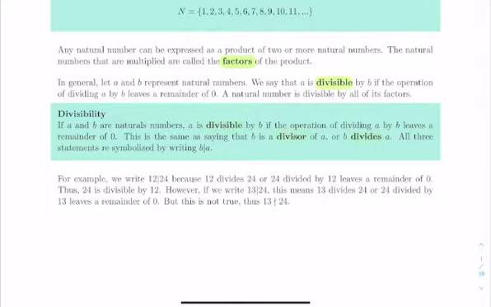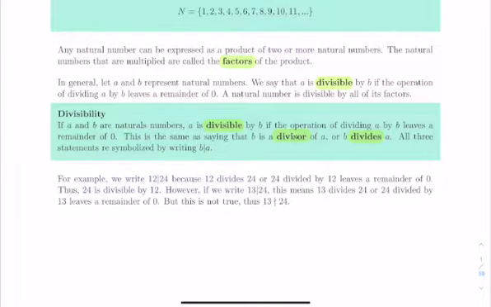So if A and B are natural numbers, A is divisible by B if the operation of dividing A by B leaves a remainder of 0. This is the same as saying that B is a divisor of A or B divides A. All three statements are symbolized by writing B vertical bar A. For example, we would write 12 vertical bar 24 because 12 divides 24, or 24 divided by 12 leaves a remainder of 0. Thus, 24 is divisible by 12.